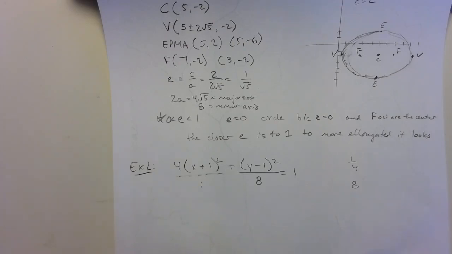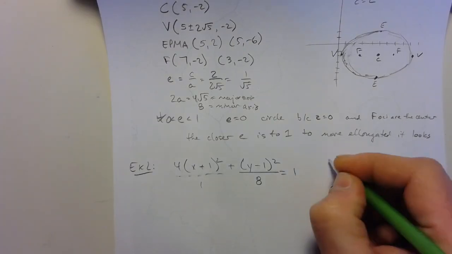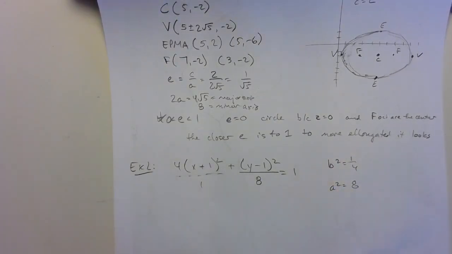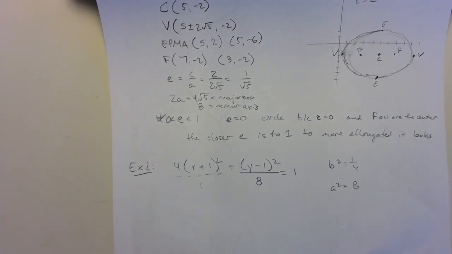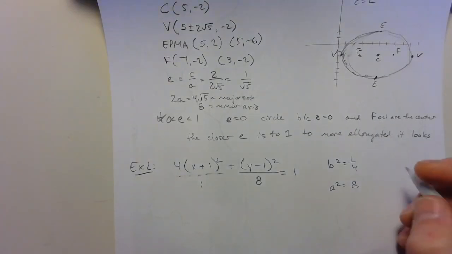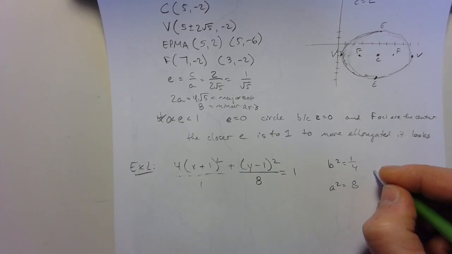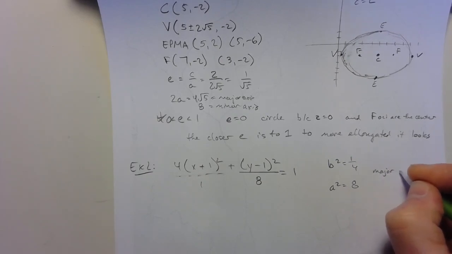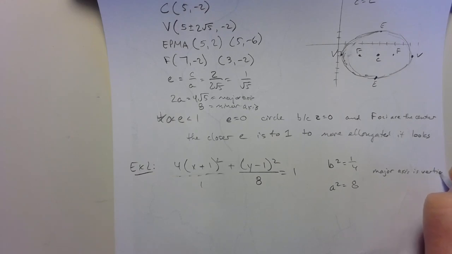I'm looking at those two. Which one's a, which one's b? The larger one is 8, so that's how I know my major axis is going to be vertical. And I write that out for myself so that I remember it and I can look back at it and check myself later.